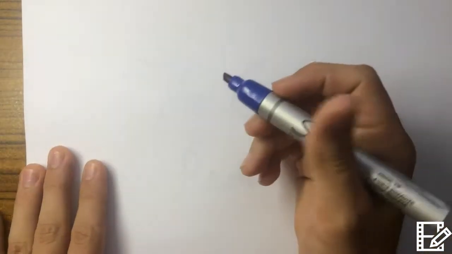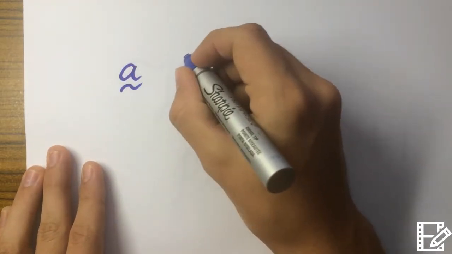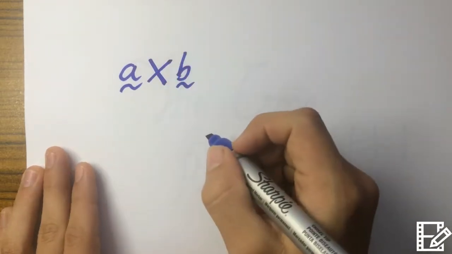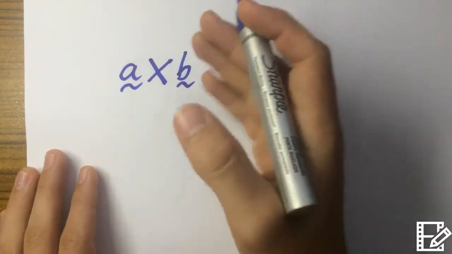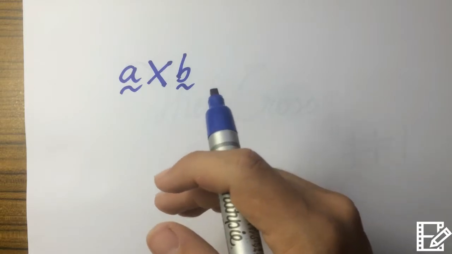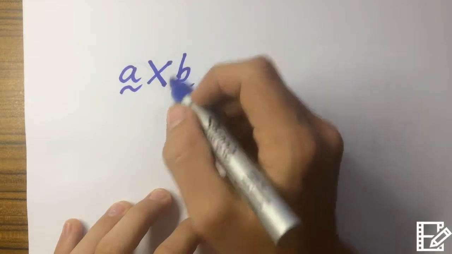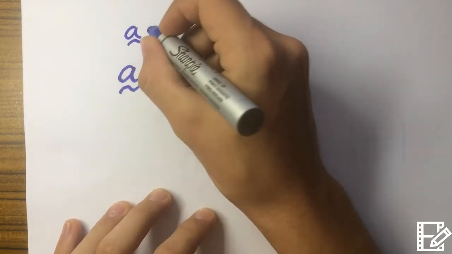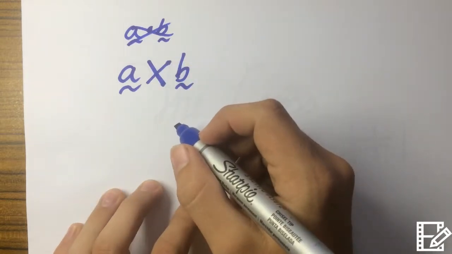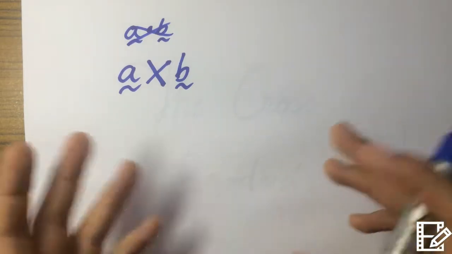So, what is the cross product? First, you write it. You have your vector A and your vector B, and you do a big cross. Some people do a little cross. A big cross tells you that it's a cross product rather than multiplication, so people don't get confused. You write it like that, just like how the dot product is written. This is the cross product. And it gives you a vector perpendicular to both A and B.